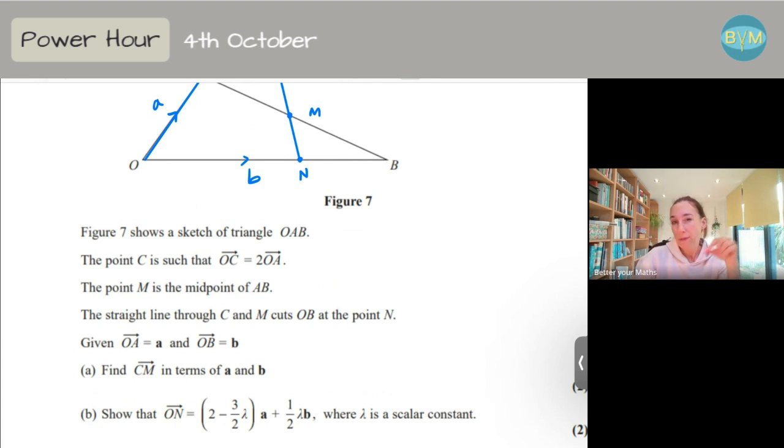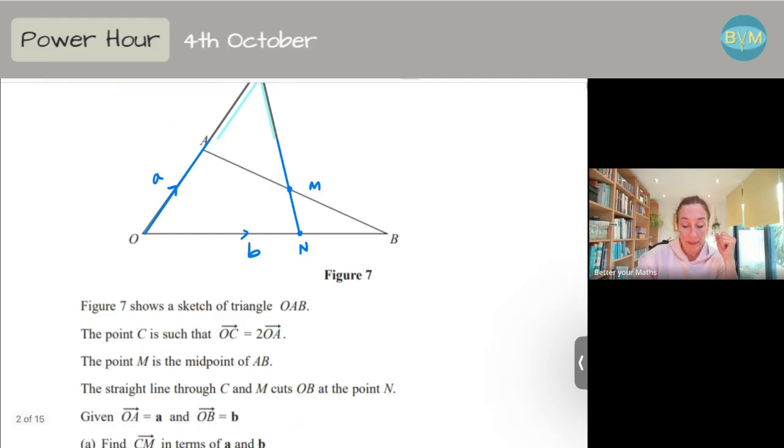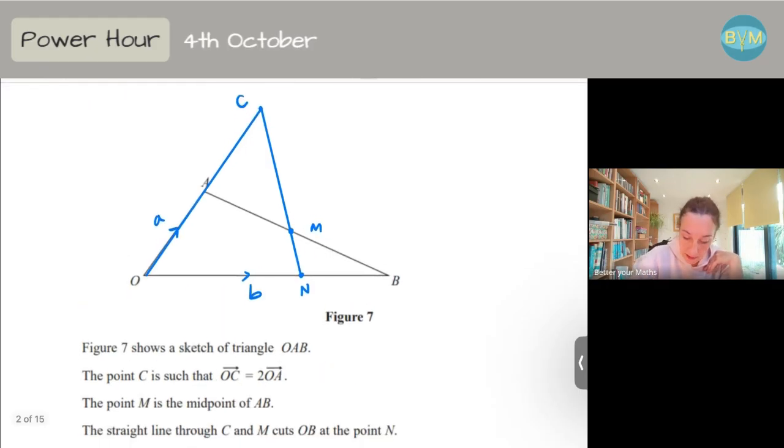These types of questions are very common. Whenever you have to write a vector in terms of other vectors, the only thing you have to do is look at the vector that we need. So CM is this vector here. We have to try to go from C to M in a way that we know the vectors we find on the way. We could do something like this, or this, or this. It doesn't matter, because when you put them together you get the same answer. So I'm going to do CM as CA plus AM.